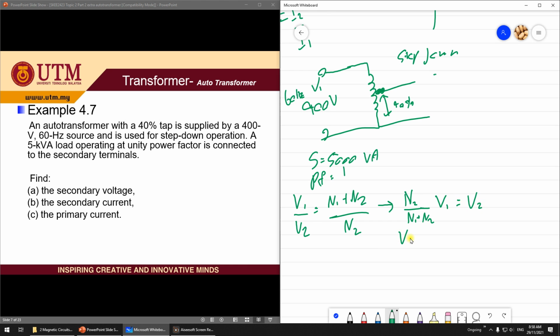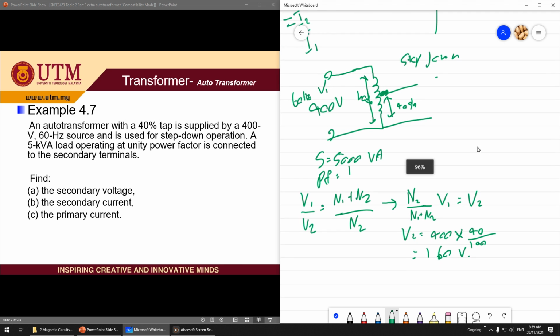So V2 is equal to, V1 is 400, N2 is, remember this is 40%, this is 100%. That is what is meant by 40% tap. So V1 is 400 multiplied by N2 at 40%, divided by 100%. So you get 160 volt. Okay, so you get the secondary voltage.